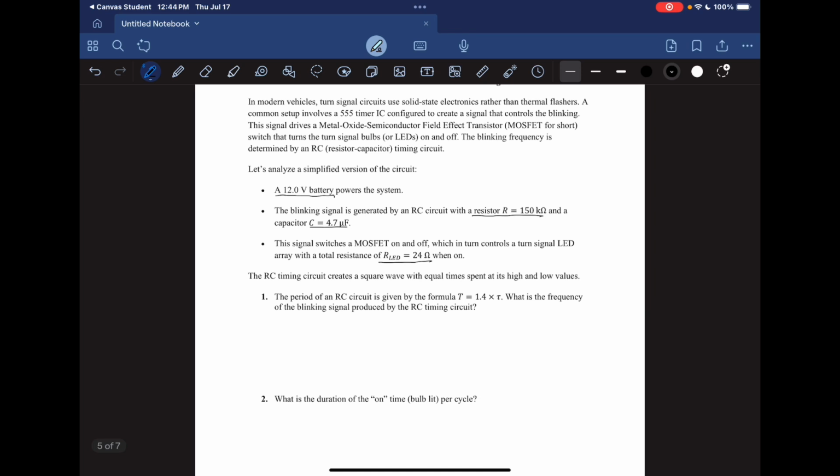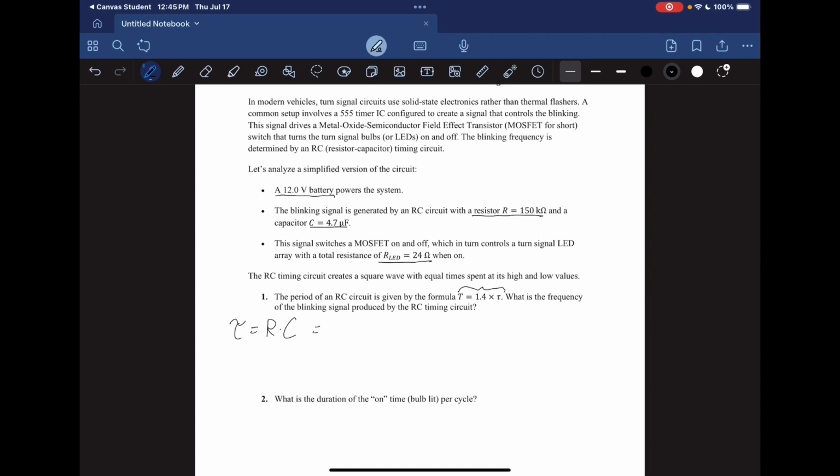So the first question says the period of an RC circuit is given by the formula T equals 1.4 times tau. And then it asks for the frequency of the blinking signal produced by the RC timing circuit. So the first thing we need to solve from this is this equation here. And tau is something you should write on your note sheets, but tau is equal to resistance times capacitance. So in our case, our resistance is 150 kiloohms or 150,000 ohms, and our capacitance is 4.7 times 10 to the negative 6 farads, because this is microfarads.